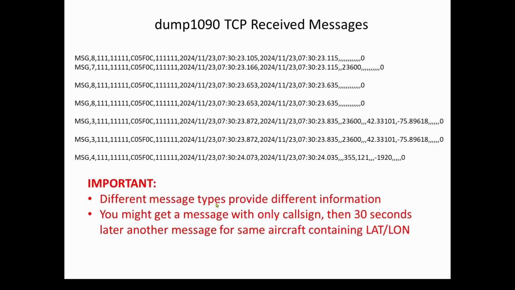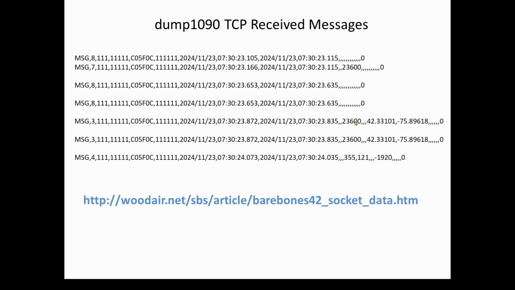So different message types provide different information, and you're going to have to keep track of what message type you've got. You might get a message with only call sign, then 30 seconds later, another message for the same aircraft containing latitude and longitude. You're going to have to know what message type has what data, and then grab that associated data for each message.